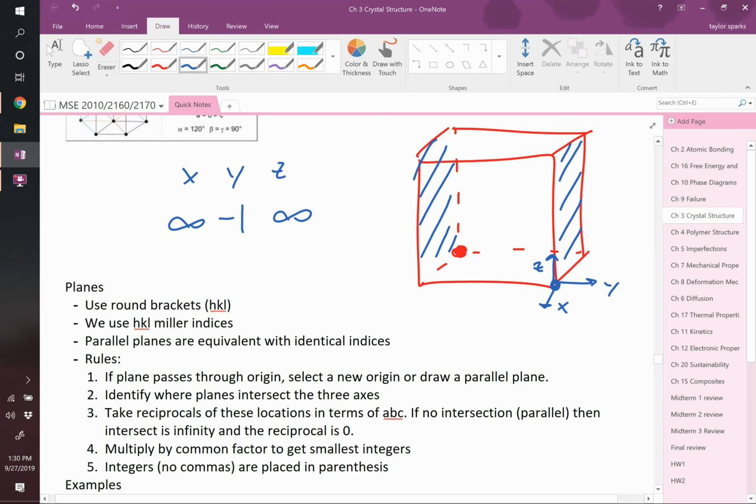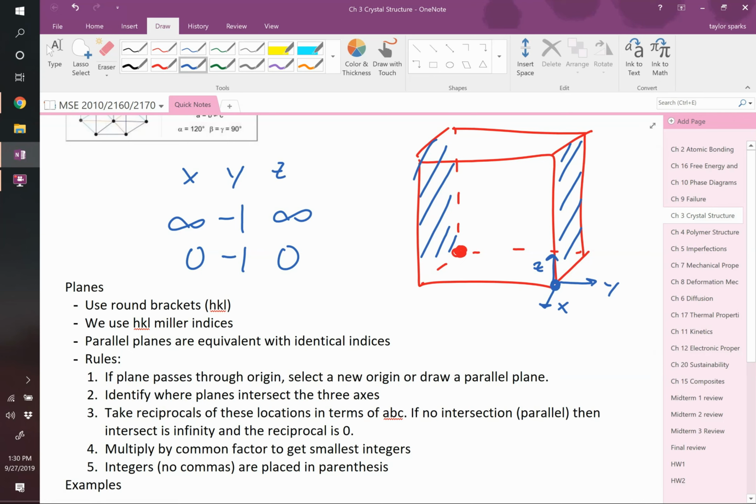Step 3 says, take the reciprocals of these locations, and if it's infinity, when you take the reciprocal, it becomes 0. So this just becomes 0, -1, 0. Step 4, multiply by a common factor to get smallest integers. We already have an integer, so step 4 is done.